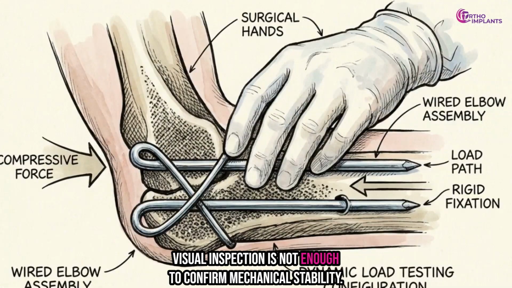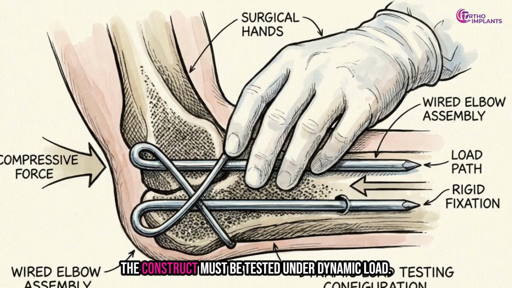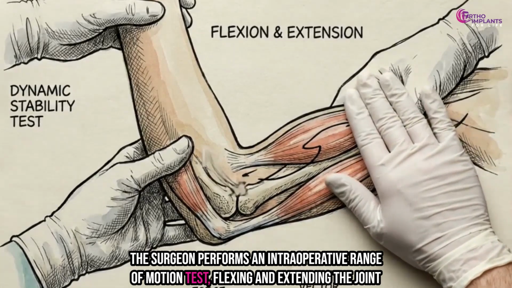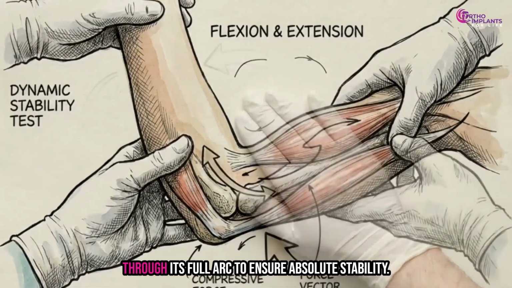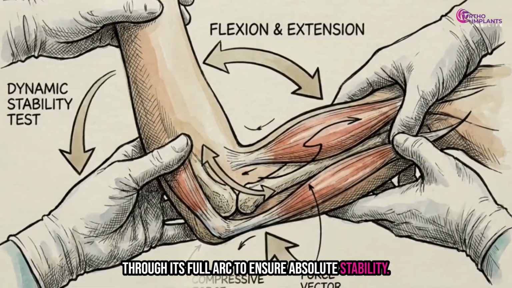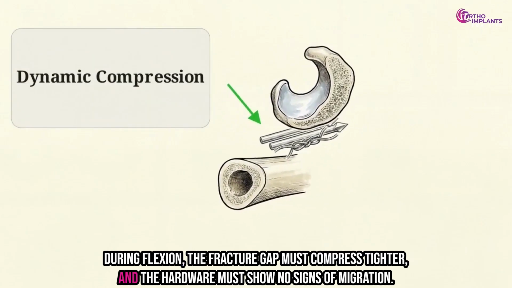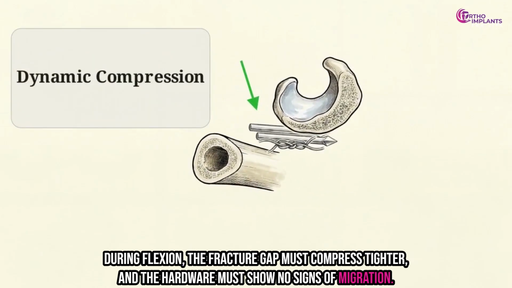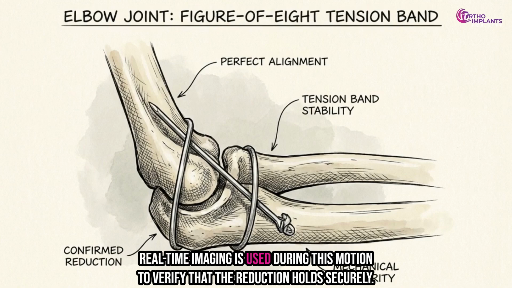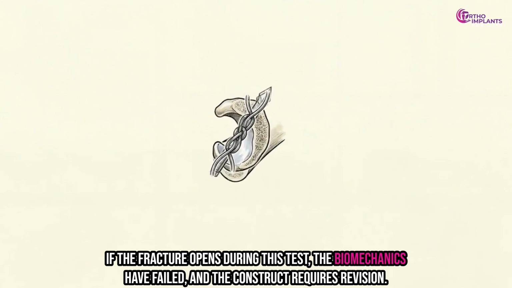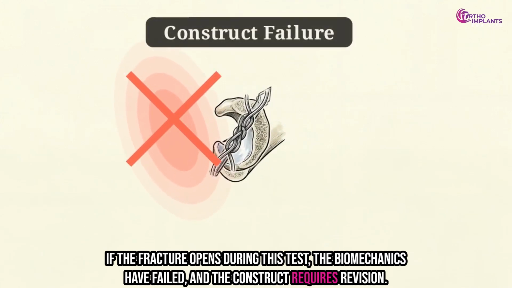Visual inspection is not enough to confirm mechanical stability. The construct must be tested under dynamic load. The surgeon performs an intraoperative range of motion test, flexing and extending the joint through its full arc to ensure absolute stability. During flexion, the fracture gap must compress tighter, and the hardware must show no signs of migration. Real-time imaging is used during this motion to verify that the reduction holds securely. If the fracture opens during this test, the biomechanics have failed, and the construct requires revision.